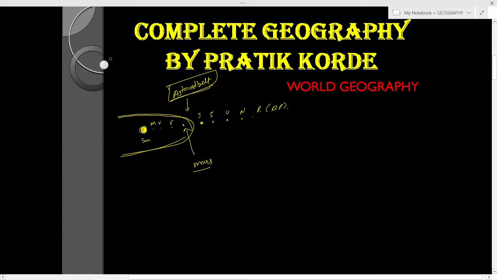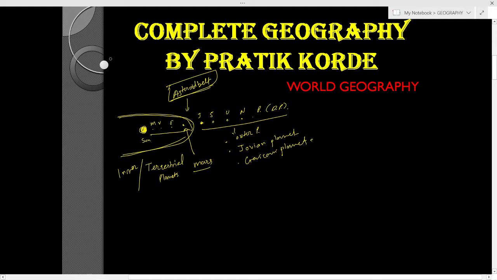Okay, the next thing which is important here is that these planets, from Mercury to Mars, are called terrestrial planets, or inner planets. And these planets are called outer planets, or Jovian planets, also gaseous planets. Okay: Jovian, gaseous, and outer; inner and terrestrial.